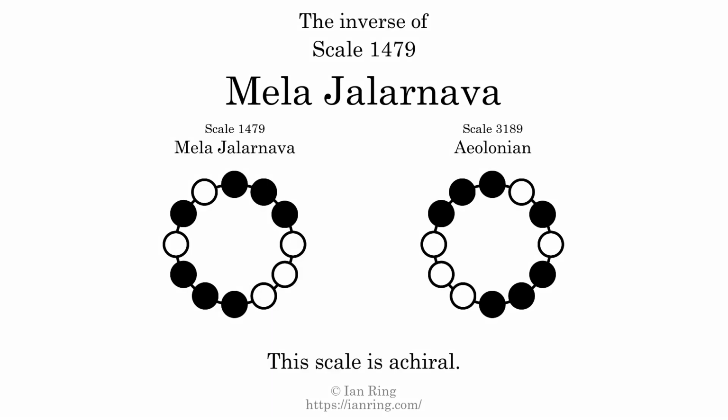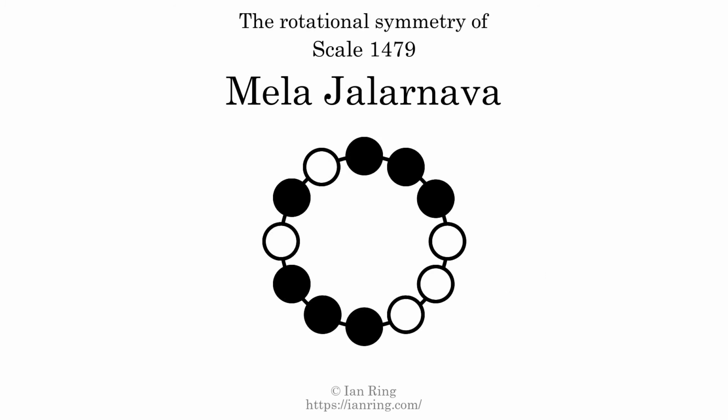The inverse of a scale is a mirror image. It is what you get when the sequence of intervals is reversed. The inverse of this scale is scale 3189, also known as Iolonian. This scale is achiral, since it can transform into its own reflection by a rotational transformation. This scale has no rotational symmetry.